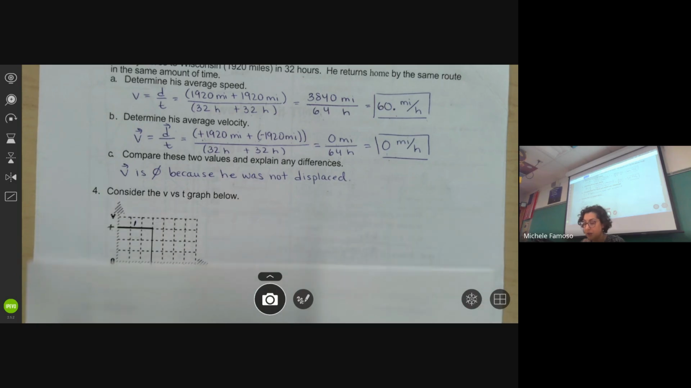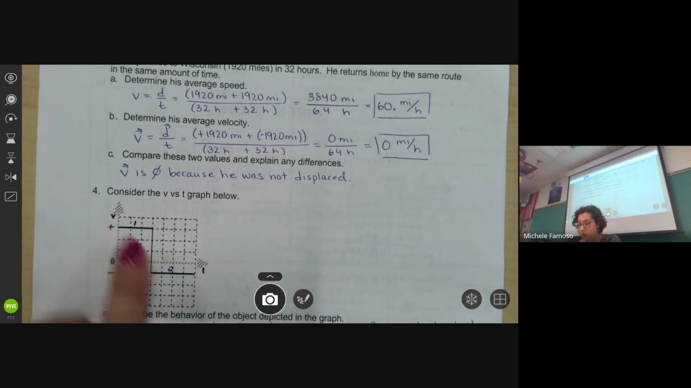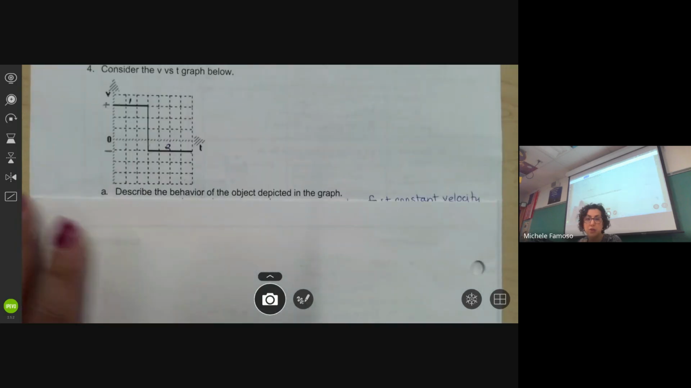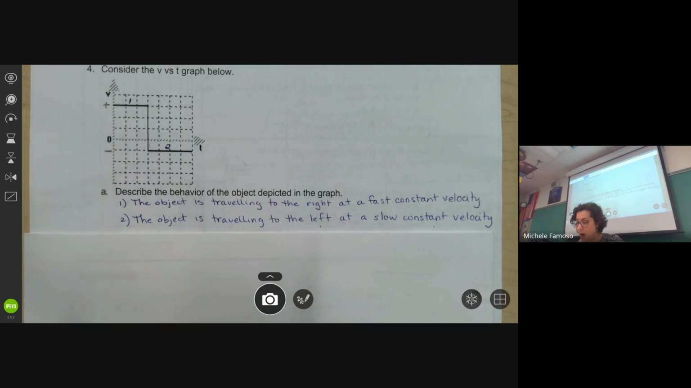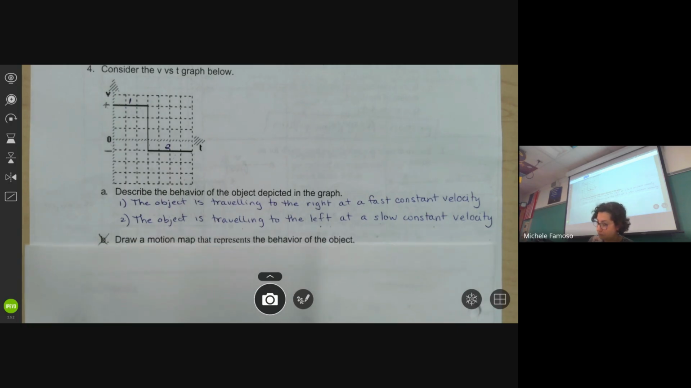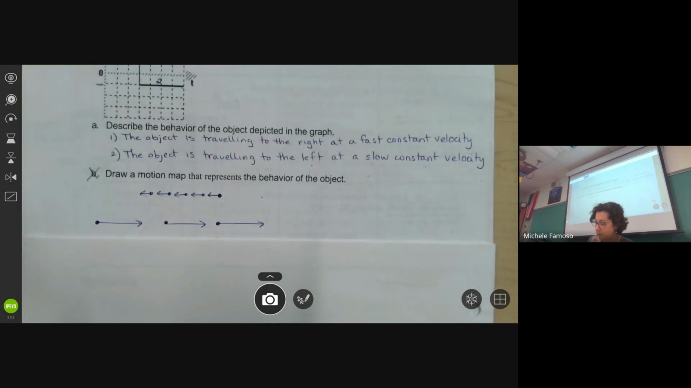Number 4, consider this velocity time graph. We have 2 line segments on there, segment 1 and 2. Describe the behavior in the graph. So for segment 1, the object is traveling to the right with a fast constant velocity. Line segment 2, the object is traveling to the left with a slow constant velocity. Don't worry about letter B. But if you did, this is what it would look like, something like that.